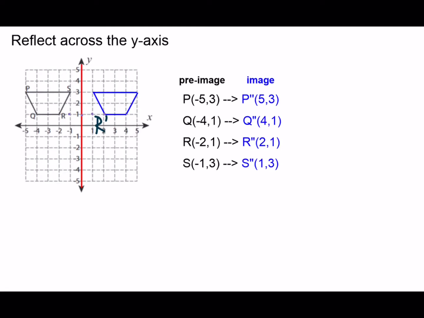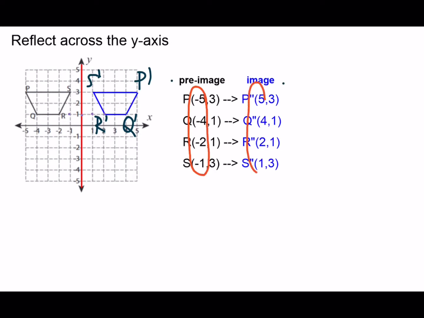If we fill in the rest, Q prime here, this is going to be S prime, and then P prime. Now let's focus on our coordinates. So we have our pre-image coordinates and our image coordinates. Again, let's look at x and y coordinates separately. Let's investigate the x first. So here are the x coordinates of those points for your pre-image.